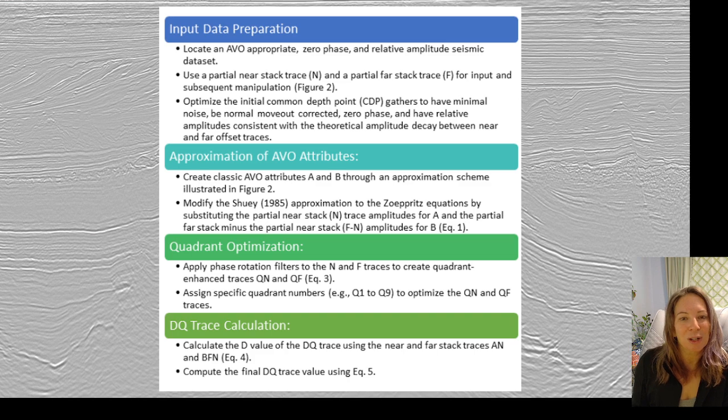The distance and quadrant method is computationally simple and requires no prior knowledge of rock properties, wavelets, or even the basin geology. The process involves four key steps, outlined here: from input data preparation using the partial near and far stack traces, to approximating the AVO attributes, then using quadrant optimization through phase rotation filtering, and finally the DQ trace calculation.